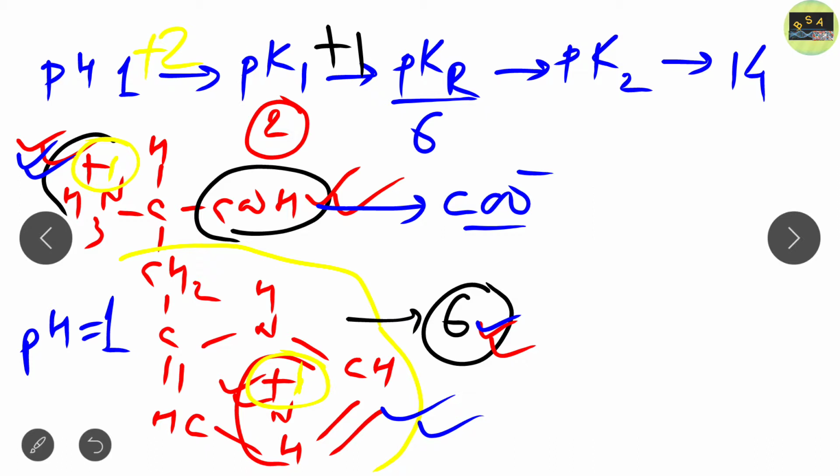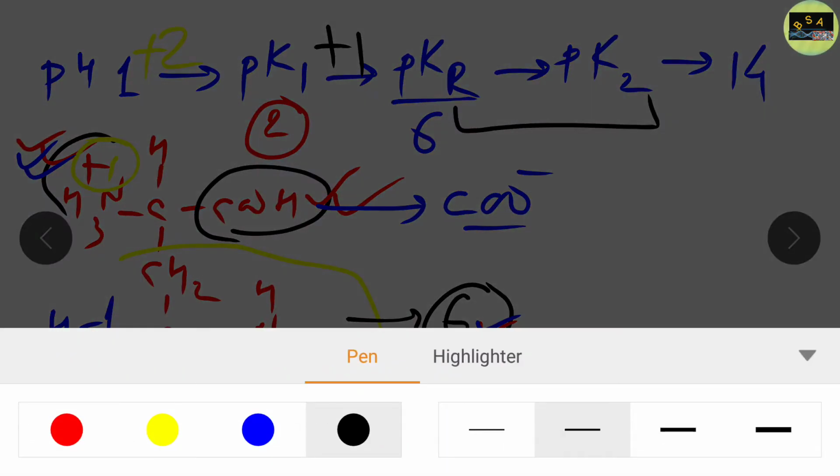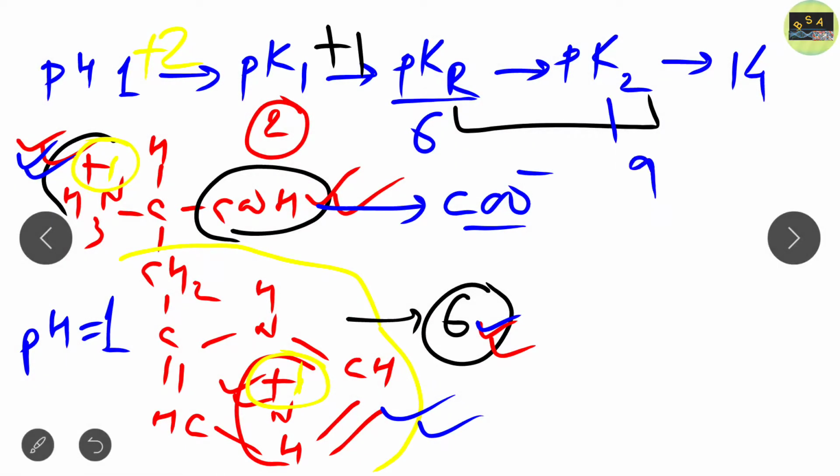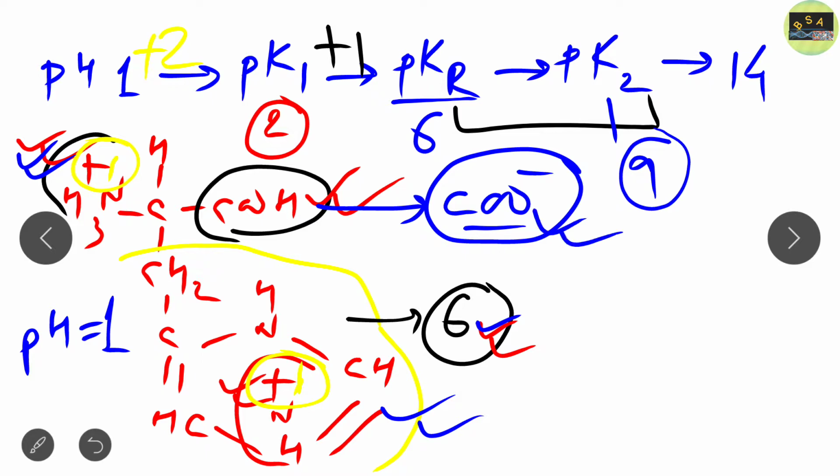Clear? Next, when we move from pKr to pK2, what will happen? We all know that the pK2 value is 9. So this will remain COO minus, because above 2 it remains as it is, that is minus 1 charge. Clear? Now this ionizable side chain has a pKr value of 6, and we move from pKr to pK2, that is 9, so this will be above 6. So here the charge becomes neutral, that is N.